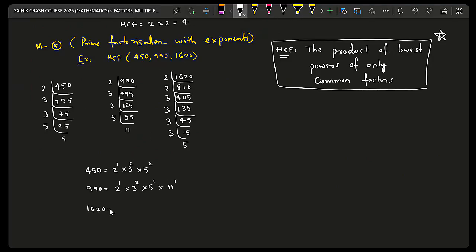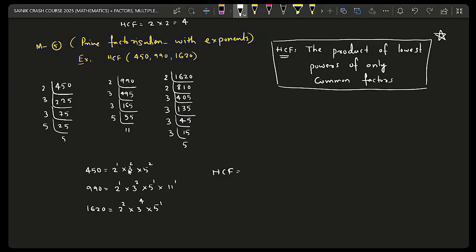1620, what is the prime factorization? 2 repeated twice, 3 repeated four times, which is 3 power 4, and 5 repeated once. According to the HCF statement I gave you just now, it is the product of the lowest powers of only common factors. So what do we mean by factors here?